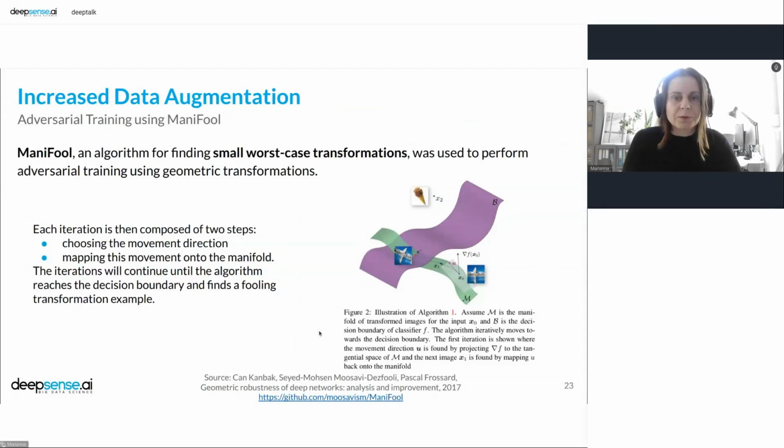The first method I will talk about is based on increased data augmentation. The authors of the paper propose ManiFool, an algorithm for finding small worst-case transformations. I will not dig into mathematical details. You can find them in the paper or look at the implementation. But the main idea is to try different predefined transformations until we find the smallest transformation that causes the network to change its answer. And this transformation is then used as augmentation during training.